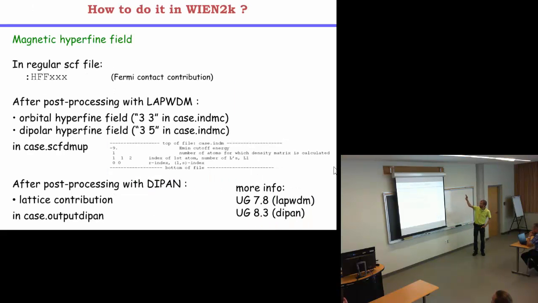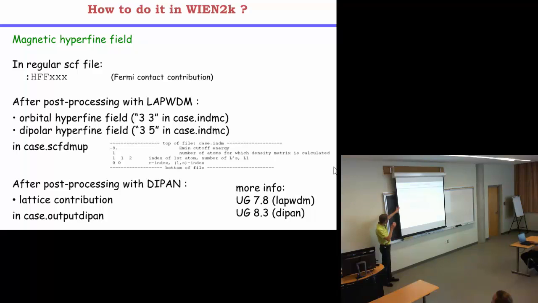How? That's summarized on this slide. This most important Fermi contact contribution that you get for free. If you look into the SCF file, there will be a label HFF and then the number of an atom. That is the Fermi contact contribution at the nucleus of that atom.